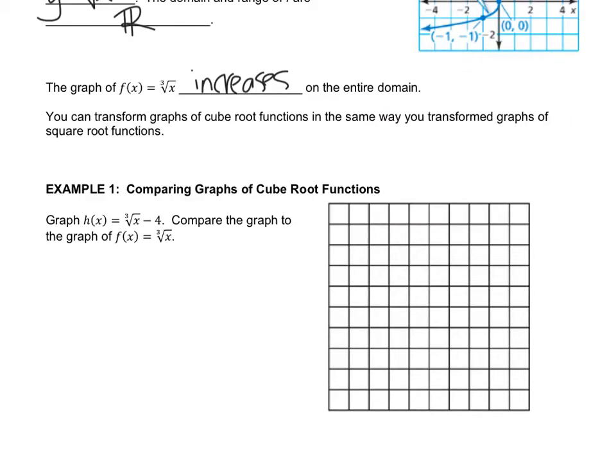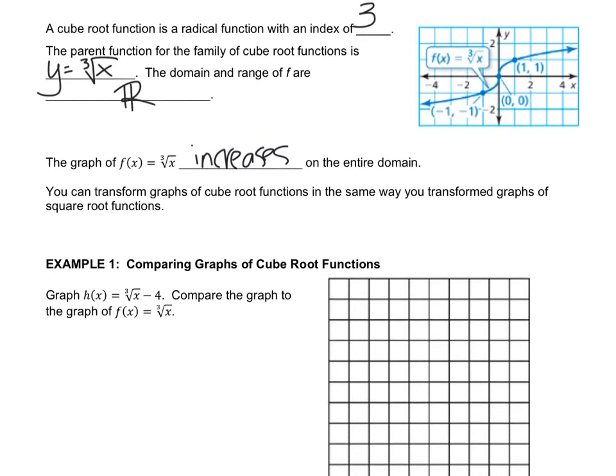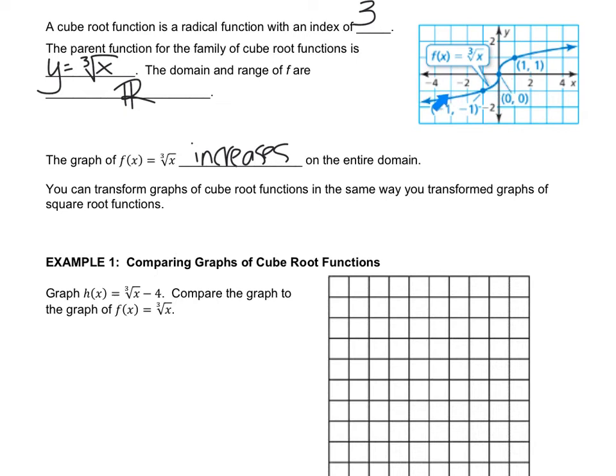Example 1 wants us to graph h of x equals the cube root of x minus 4 and compare that to the parent function, the cube root of x. Now you might already know it's going to be shifted down 4 because of the way the equation is written. So you could have answered that question if you wanted to. You'll also see that in the graph. All right, so what I want you to do is just pause the video right now and transfer this parent function graph on here? And then press play when you are ready.